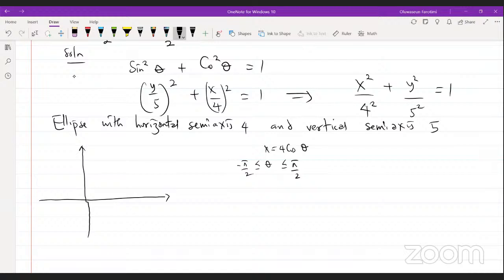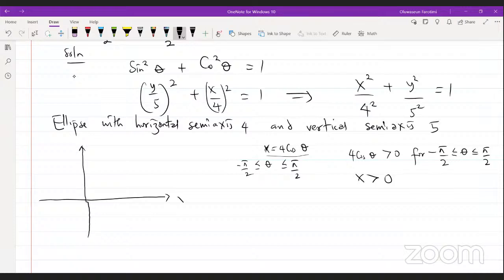Okay, so what does this connote? Will x be strictly positive or not? We can check. An example is this: 4 cosine of theta is going to be positive between this interval, right? Okay, so that means that my x is strictly positive.